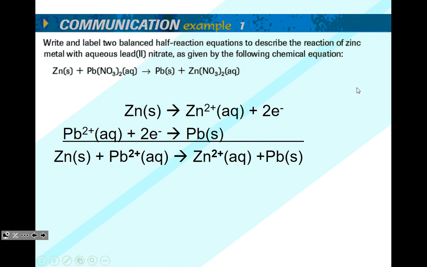Here's another example. Write and label 2 balanced half reaction equations to describe the reaction of zinc metal with aqueous lead 2 nitrate. So here we go. Zinc solid, it's a single replacement reaction with lead 2 nitrate. The nitrate is NO3 minus and NO3 minus, they cancel out. So here's our first one. Zinc solid turns into zinc 2 plus. In order to go from neutral to a charge of +2, we had to have lost 2 electrons. So loss of electrons is what, kiddos? Oxidation.